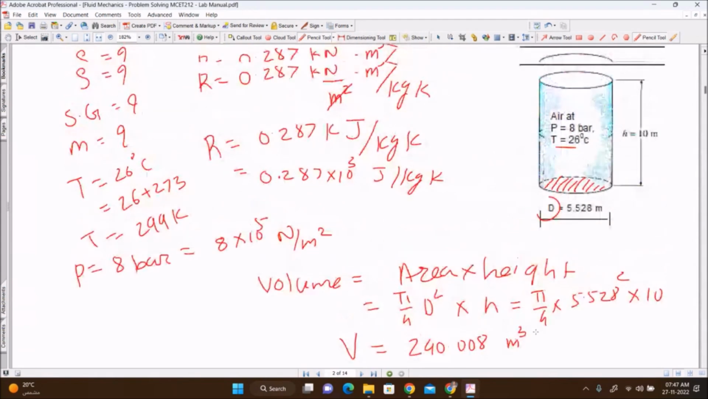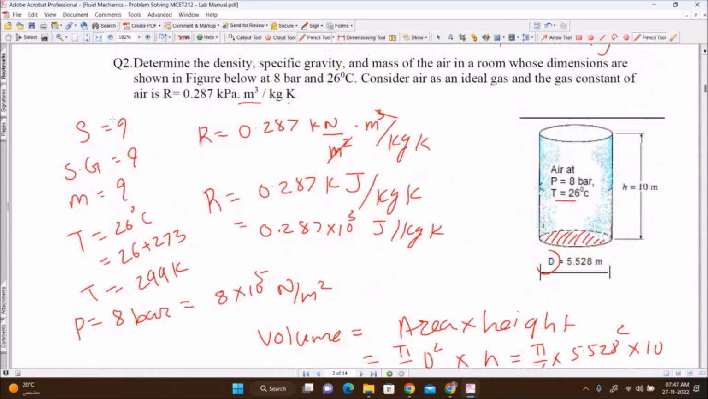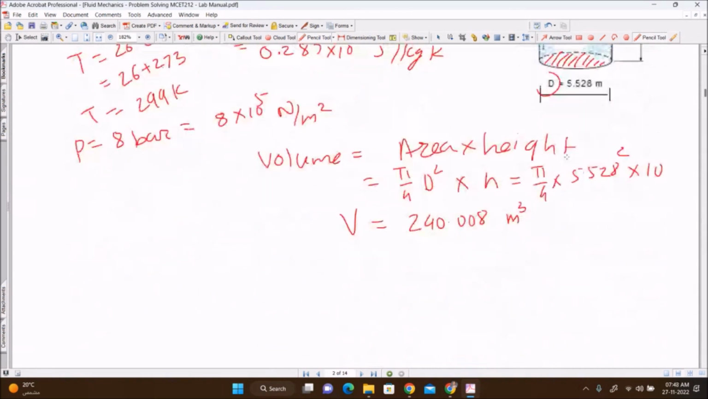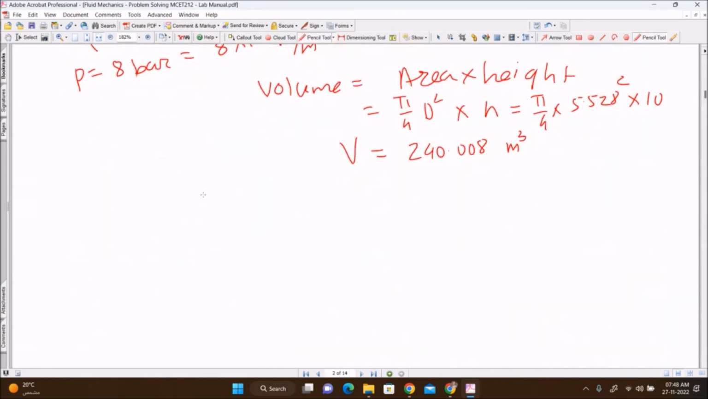Now once you know the volume, I need a mass. Density is equal to mass by volume. Pressure and temperature are given, so we can find out the air accumulated in this cylinder. The mass of the air we can find by the ideal gas law: PV is equal to mRT. Here temperature is given, I know the volume, and pressure is also given. So m is equal to PV by RT.